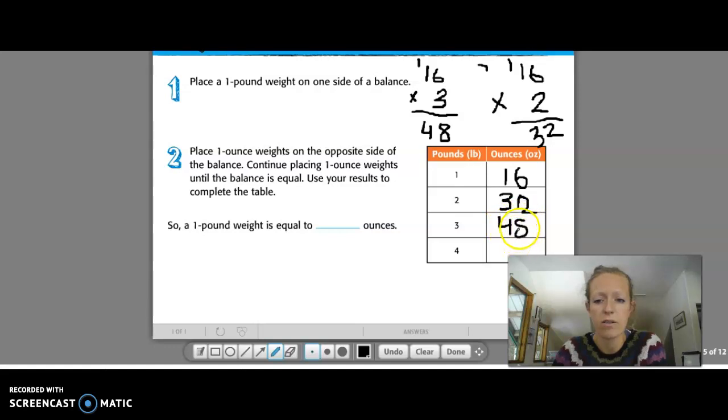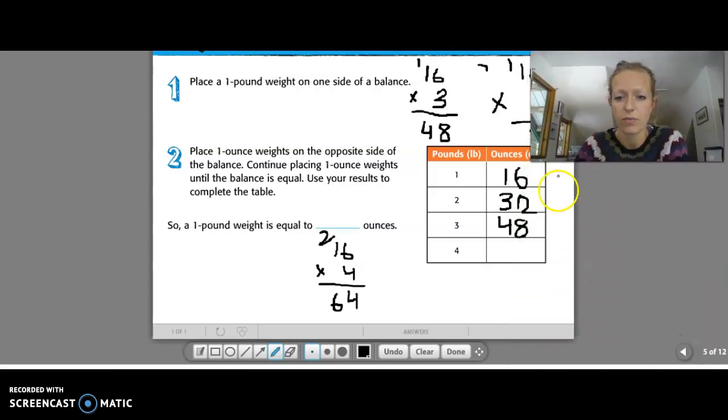Nice. And what about 4 pounds? Are you sort of starting to get a sense of the pattern that we're working with? So each one is 16 greater. Let's go ahead and find out how many ounces are in 4 pounds. We're going to go 16 times 4. 6 times 4 is 24. Bring up that 2. Nice. 4 times 1 is 4, plus that 2 is 6. So your answer is 64. Good work so far. Okay, let's go back to our notes.